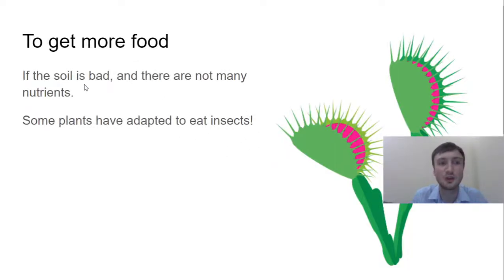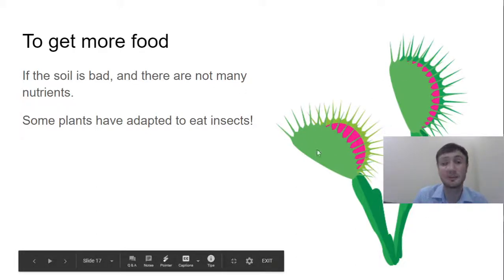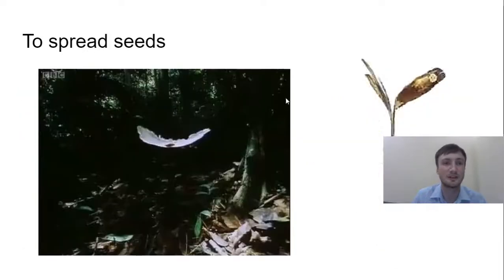Wow. So if the soil is very bad, there's not many nutrients, some plants have adapted. So over millions and millions of years, they've slowly changed, and they've got new abilities. And the Venus flytrap, its new ability is eating insects. Yes.